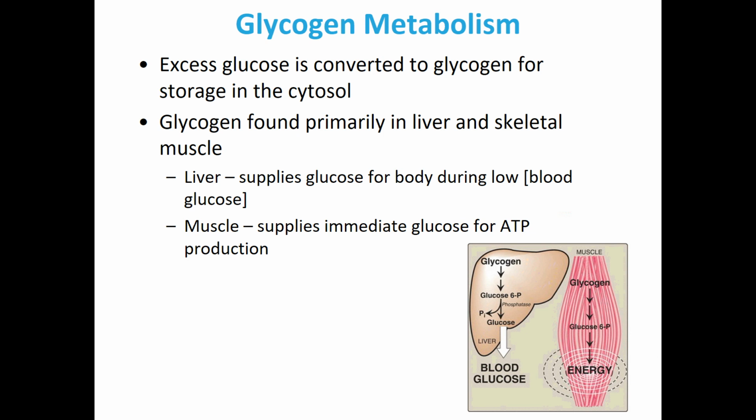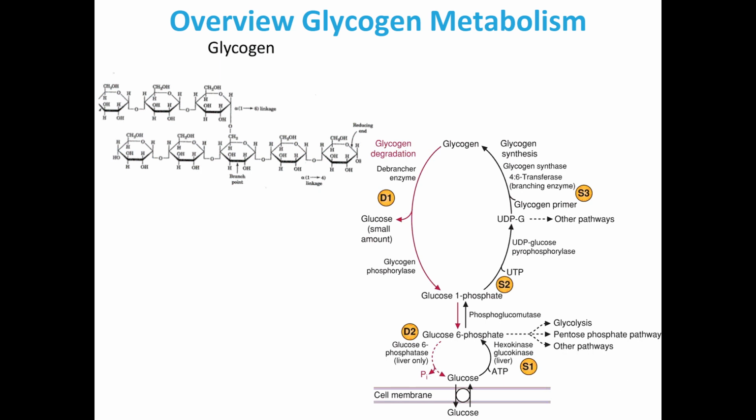Now let's think about glycogen metabolism. Glycogen is your body's way of storing excess glucose. Your liver stores excess glucose so that it can supply the entire body with glucose during low blood glucose times. Muscles store glucose in the form of glycogen so that the muscle itself always has an available source of glucose to produce energy. So this figure serves as a good overview of glycogen metabolism.